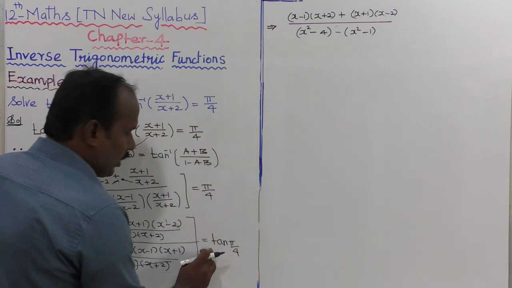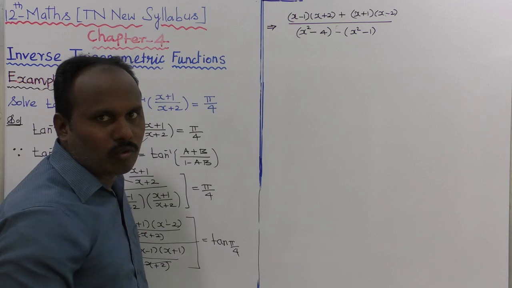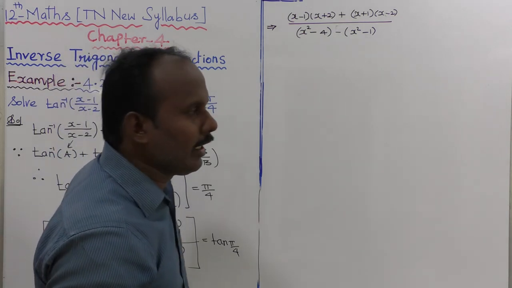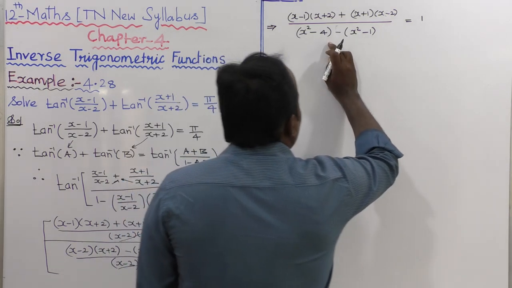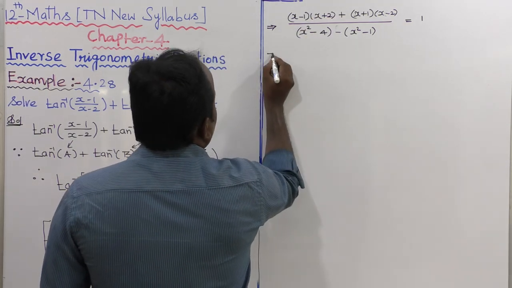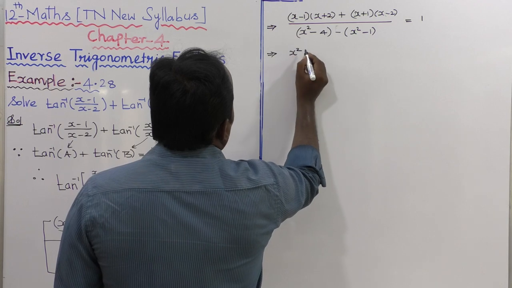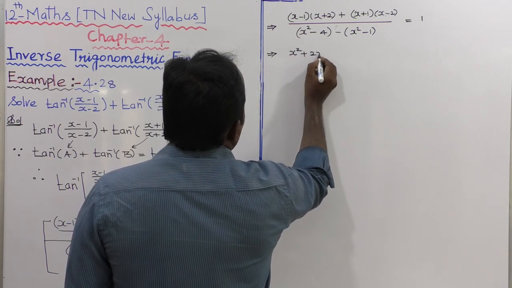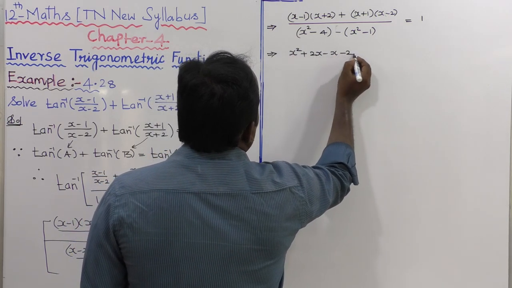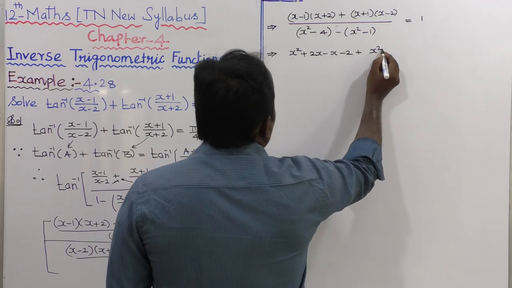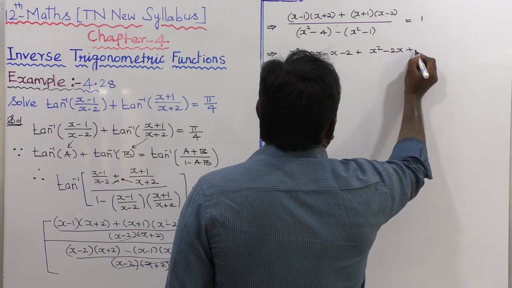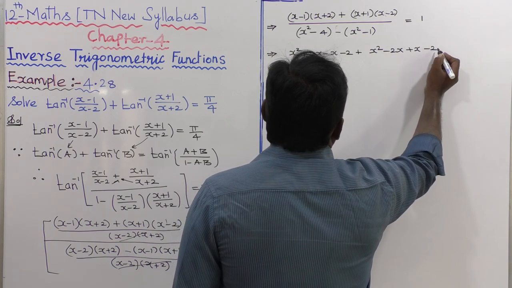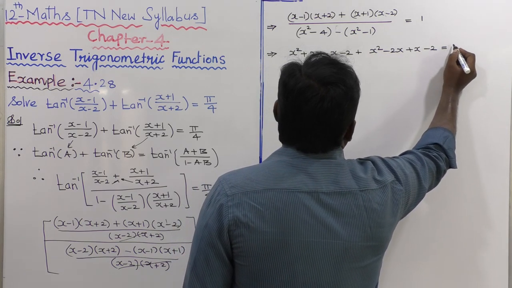So this is equal to tan inverse of pi by 4. Pi by 4 is equal to 45 degrees, and tan 45 degrees is 1, so it is equal to 1. Inside multiplication, this implies x square plus 2x minus x minus 2, plus x square minus 2x plus x minus 2, is equal to 1.